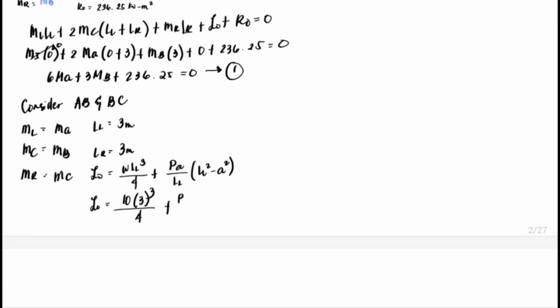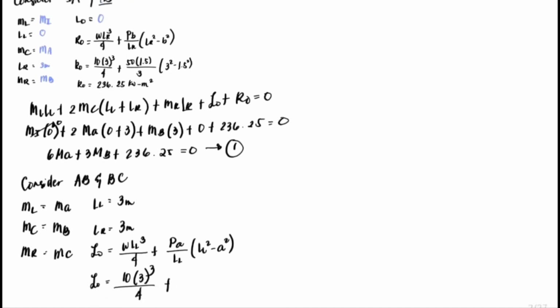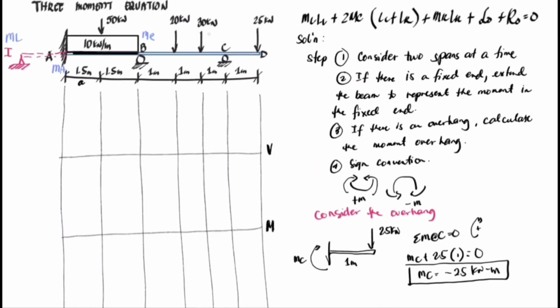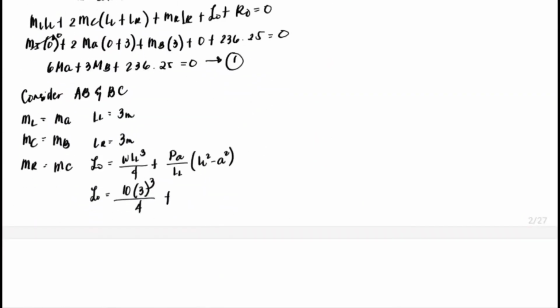B natin is equivalent to 50. Tapos, ilagay natin 50. Ayun. Ilagay natin 50 multiplied by 1.5 over 3, 3 squared minus 1.5 squared. So, kapag in-add nyo na yan, we have here 236.25 kilonewton meter raised to 2.